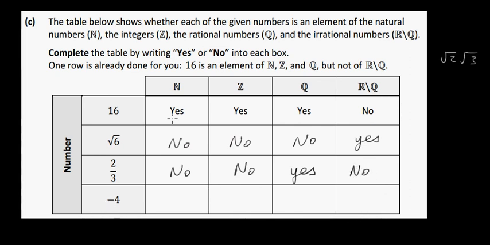What about -4? Well, -4 is not a natural number. It is a whole number, but natural numbers are positive, so it can't be a natural number. Is it an integer? Well, it is a whole number, so it is an integer. Is it a rational number? Can you express it as a fraction? Yes, you can: -4/1. Is it an irrational number then? No. Okay, so that's it for these two questions, 8 and 9.